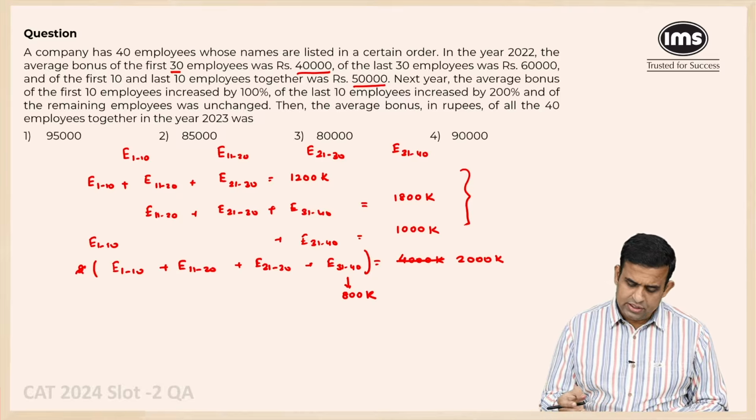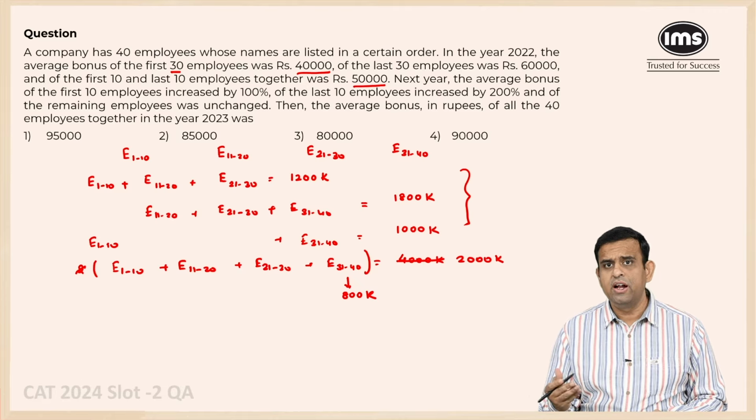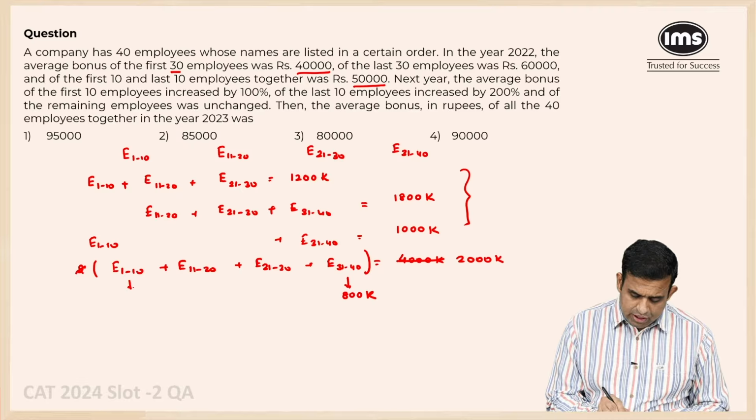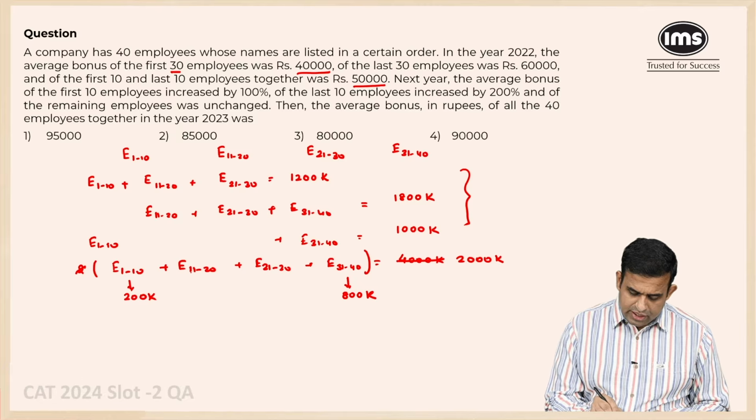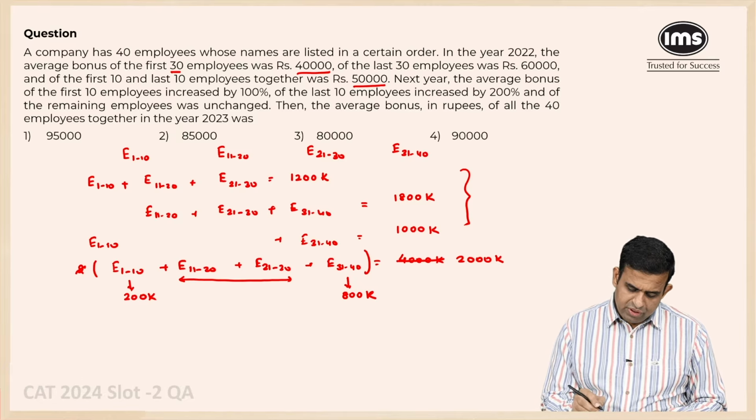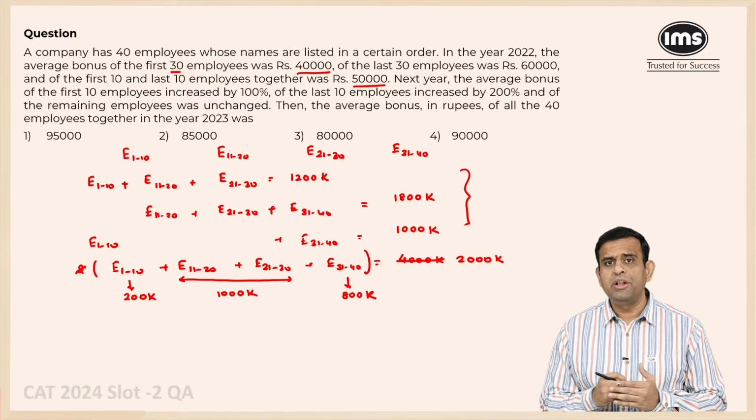which is 8 lakhs. Then if I look at the second equation, I know the last 30 total is equal to 1800k, which means the first 10 must be equal to 200k. And with the help of this, I can say in this particular case that this part, this total must be equal to 1000k. Now what is happening next year?